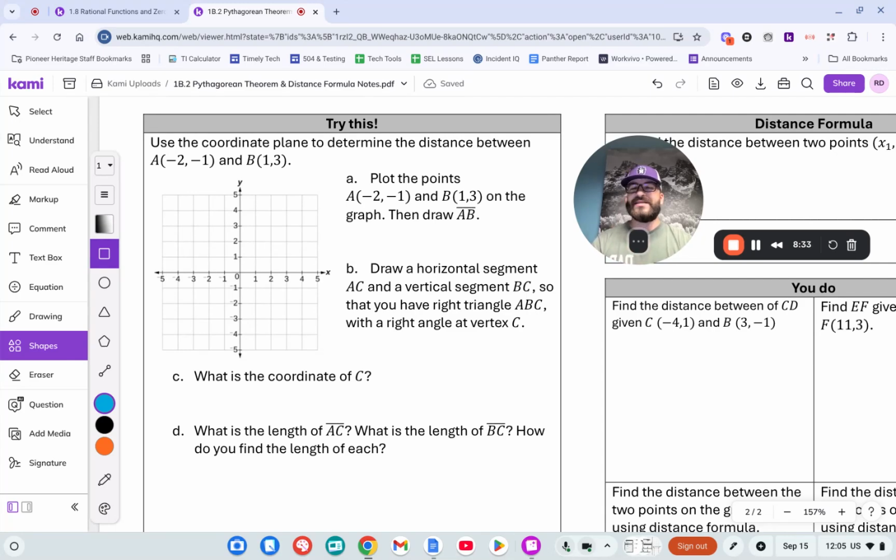So our x's go positively to the right and negatively to the left, and y's positively up and negatively down. So go ahead and follow all the pieces for this. Try this and see if you can find the length of our actual segment. Go ahead and pause the video and do the try this.